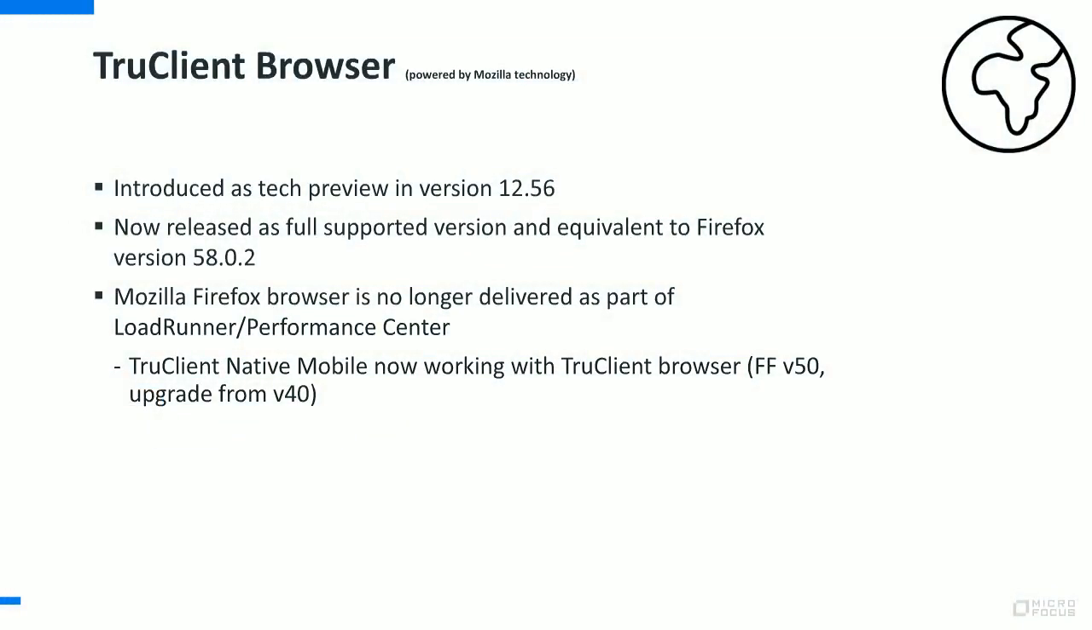In version 1256 of Performance Center, we introduced the TrueClient browser as a tech preview. Now, in version 1260, we have released a fully supported version of the TrueClient browser, which is equivalent to the Mozilla Firefox codebase of 58.02. So starting in 1260, whenever you make the upgrade, you're no longer going to see the Mozilla Firefox browser, but instead you're going to see the TrueClient browser.